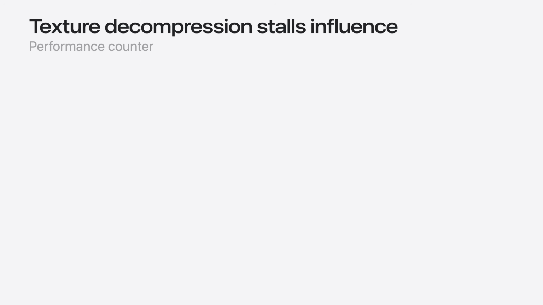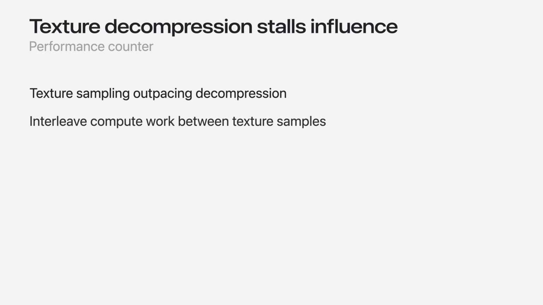For the texture decompression stalls influence counter, non-zero values indicate texture sampling is outpacing decompression. The GPU can't keep up with the number of sample requests. If this count is driving your occupancy low, try interleaving ALU work between texture samples. You may also want to turn off compression for expensive textures. I'll show you a workflow to confirm whether compression is helping or hurting later in this session.